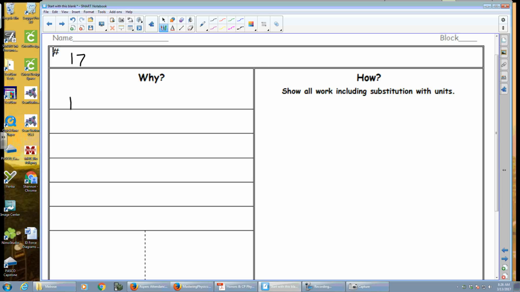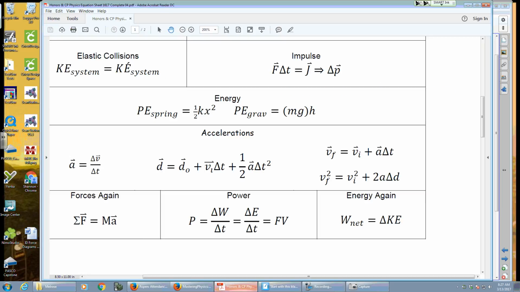So 17, I would define power, then I'm going to jump to my equation sheet and see that I have this equation for power, this long one. I'm going to use the two outer sides. Power equals force times velocity.